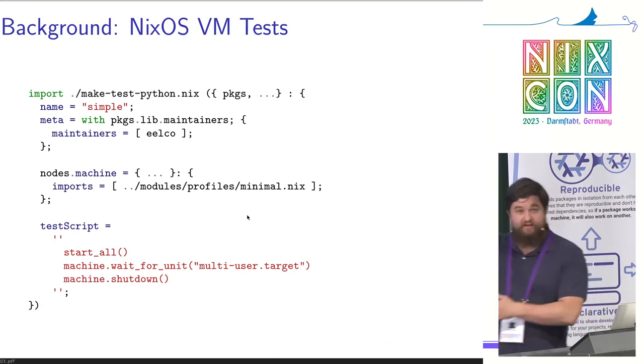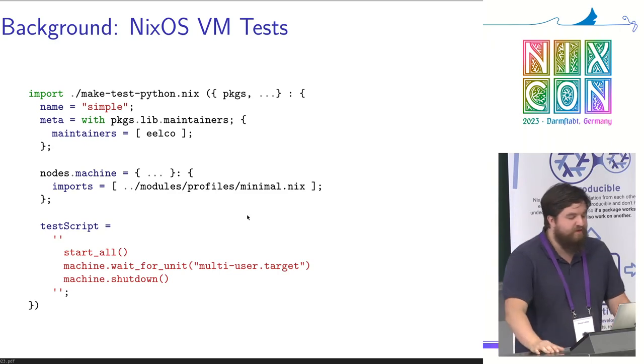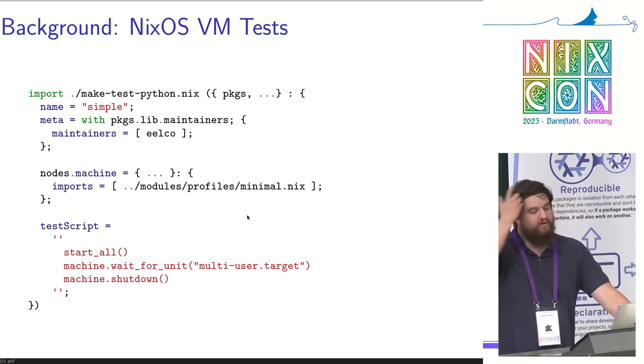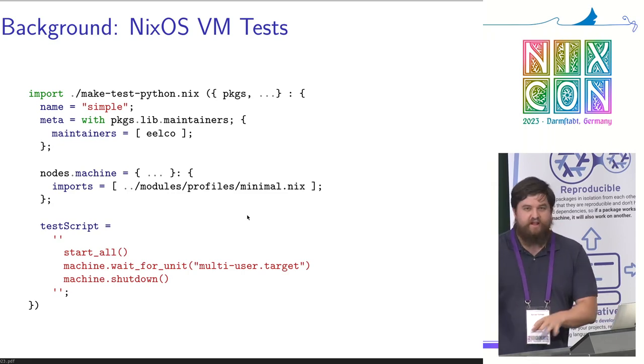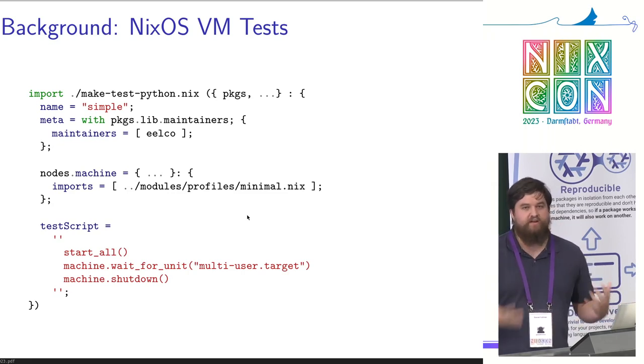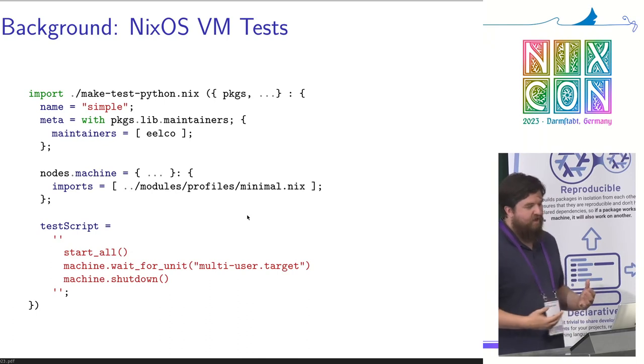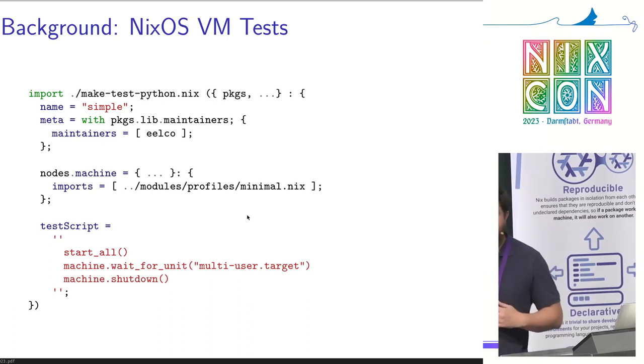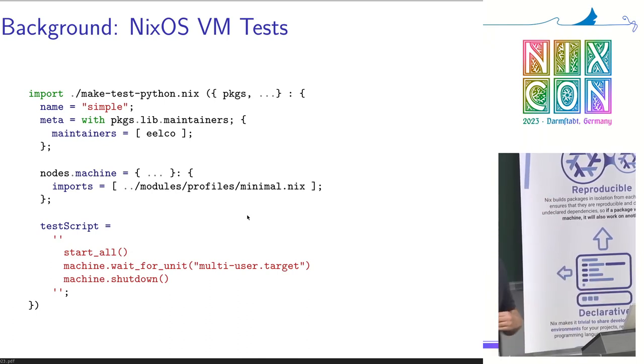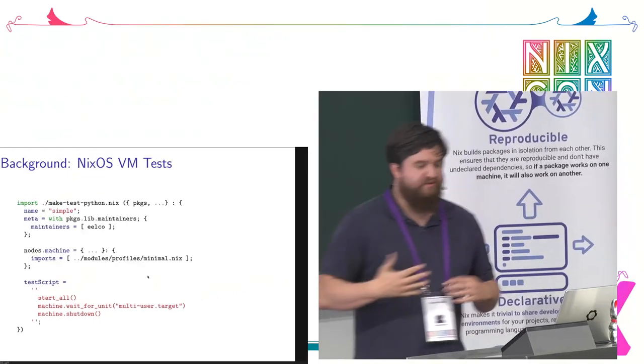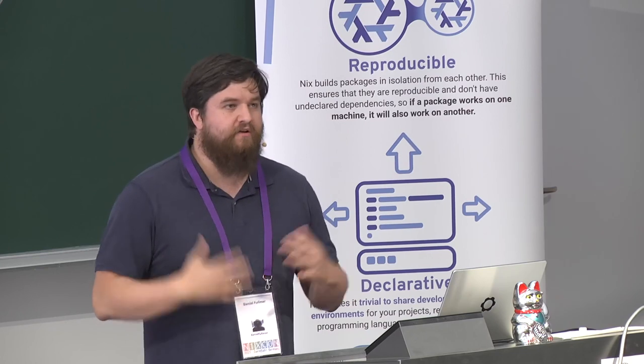Here's a simple example of what a NixOS VM test looks like. In the middle, you see nodes.machine equals a little bit of Nix code. That snippet is where you can put in a NixOS configuration. And when you start the NixOS test, it'll start up a QEMU VM that has that NixOS configuration in it. So you can enable services, you can do weird stuff with networking, you can do all the stuff you could normally do with a NixOS configuration. It'll start up a QEMU instance.